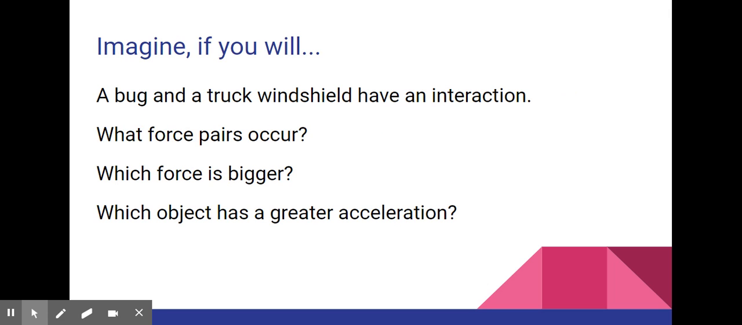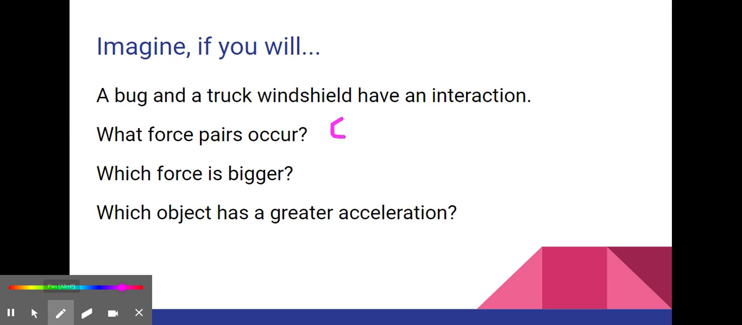So imagine, if you will, a bug and a truck windshield have an interaction. We'll politely call it an interaction. So we've got this juicy June bug that splats against the window of a truck. What force pairs are going to occur here? Which force is bigger, and which object has a greater acceleration? So think about it for just a moment. Pause the video. Okay, so what force pairs occur here?